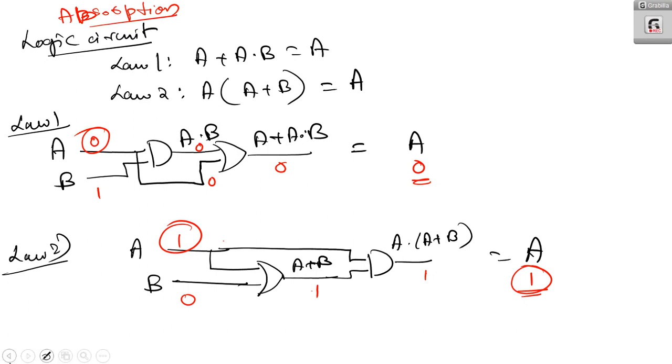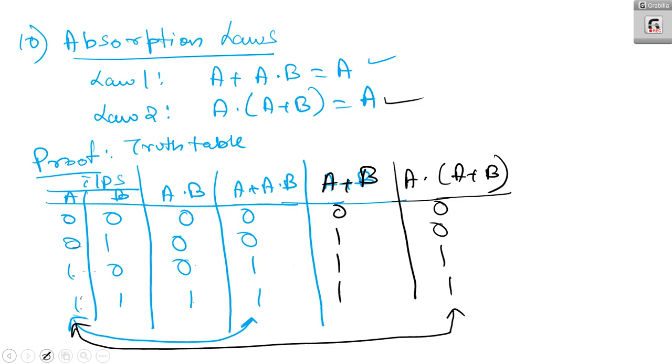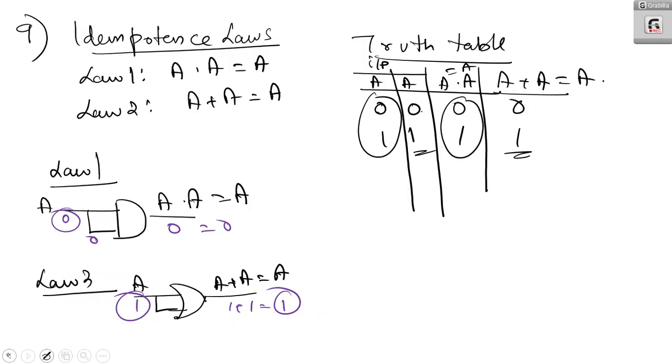So we have done with 10 laws, I think so. Yeah, right. 9 it is idempotence.